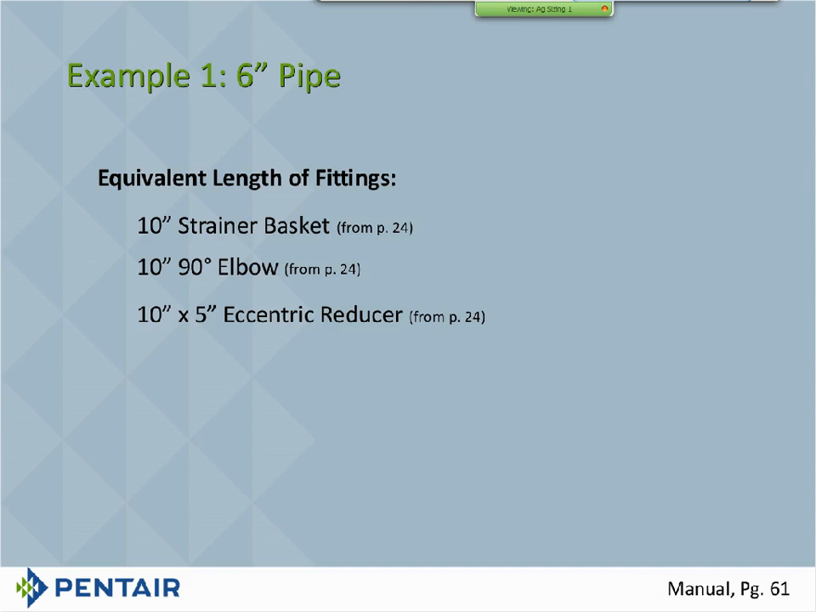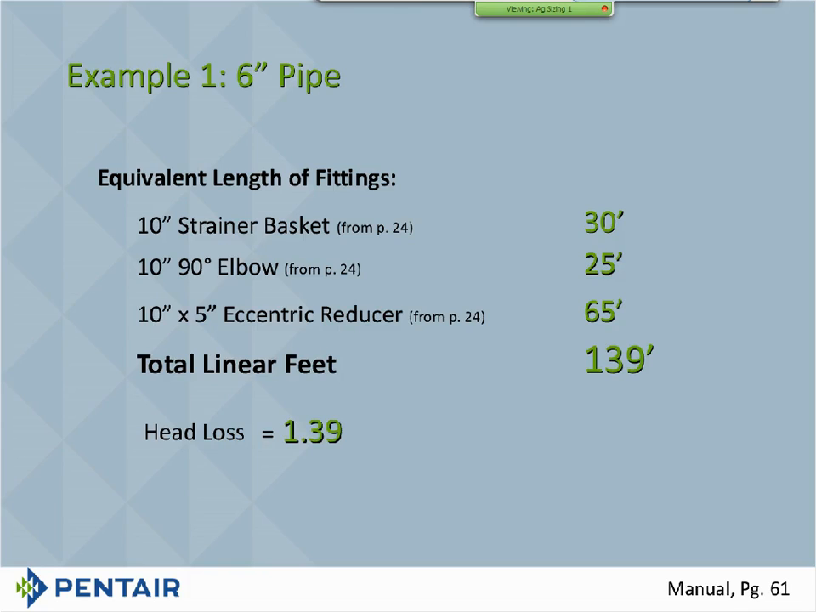All right, so we come back here and we fill these in. The basket strainer was 30, the elbow was 25, and the eccentric reducer is 65. Now don't forget that we've got 19 feet of actual straight pipe. So if we add all of this together, we're going to wind up with 139 feet of pipe. All right, now the next thing we do to calculate head loss is we divide our total pipe by 100, and that's going to give us 1.39 100-foot lengths of pipe. The question is, what are we going to multiply that by?